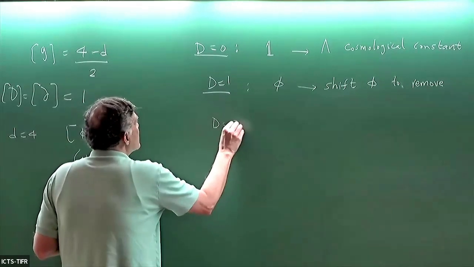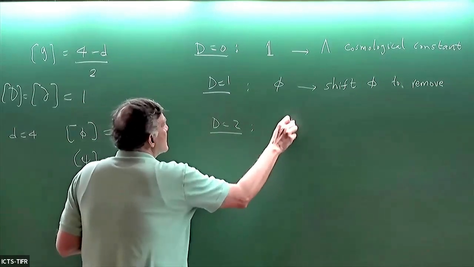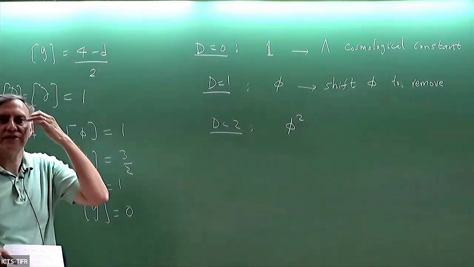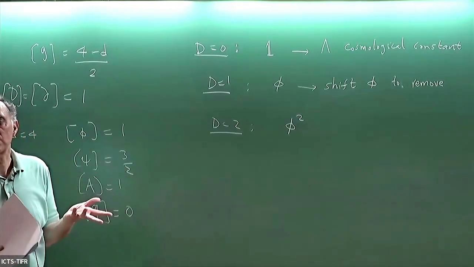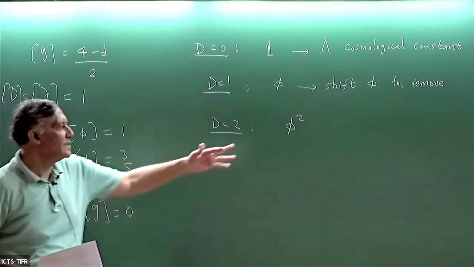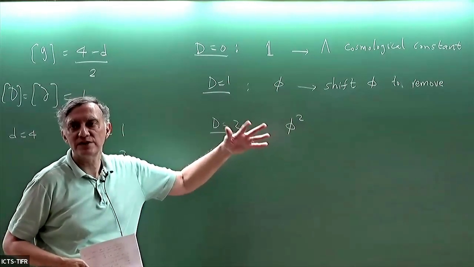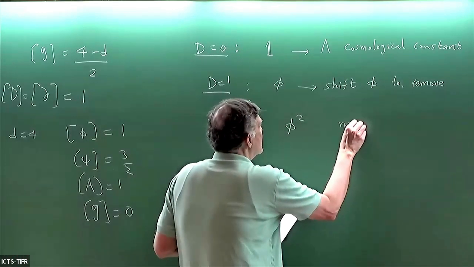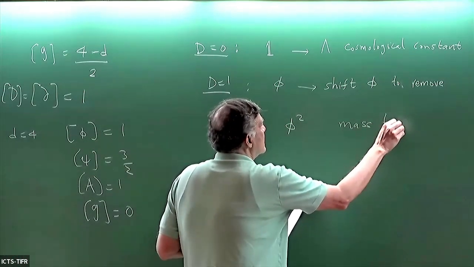At d equals 2, you have phi squared. And I'm just going to treat phi like a generic field. A complex scalar field you can think of as two real scalar fields. So by phi squared, I include phi star phi or phi squared or whatever. So this is a scalar mass term.